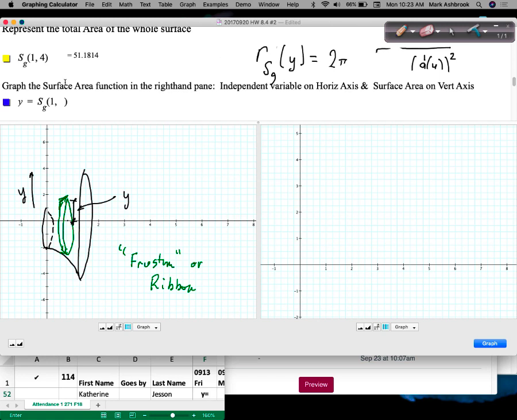So this is telling GC now what I want. I want to tell GC that my independent variable should be on the x-axis. So I should put x, but I need the little apostrophes to make sure it opens on the right-hand graph. All right, and what did we get for arc length? For arc length, we got something like this.